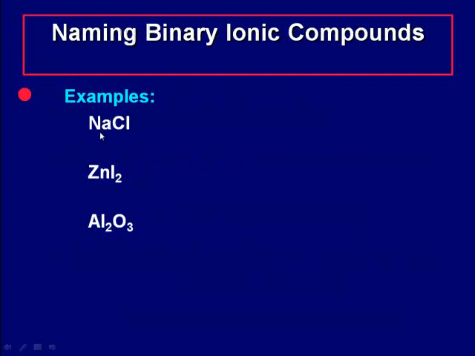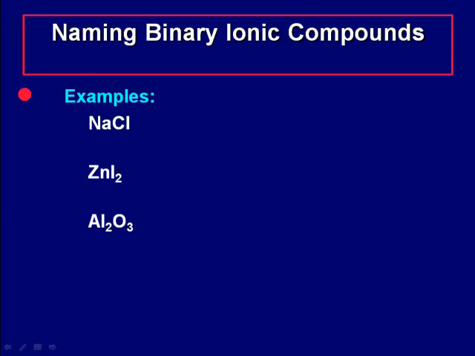Okay, so example here. This is sodium, just like on the periodic table. I change the ending to be chloride. This is zinc, just like on the periodic table. It's one where there's only one charge, which is a +2. In my iodide, so this is going to be zinc iodide. I have Al2O3, so this is going to be aluminum, just like on the periodic table, and oxide, so aluminum oxide.